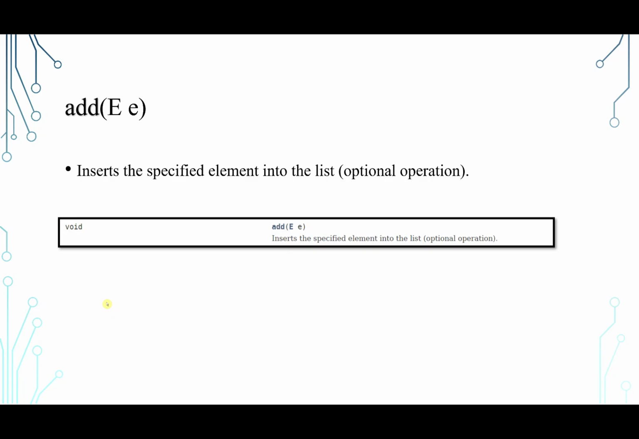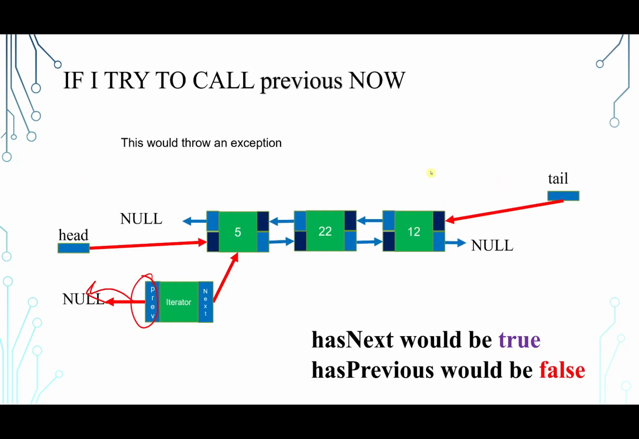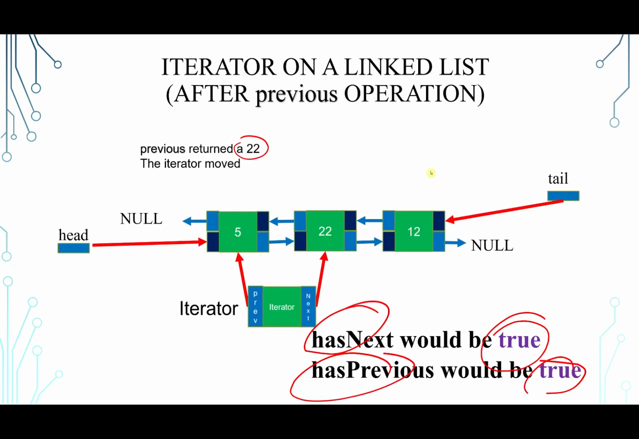So add inserts a specific element into the list. The element is inserted immediately before the element, and this is very important where the element is inserted. The element is inserted immediately before the element that would be returned by next, if any, and after the element that would be returned by previous. So if we were here and I do add, it's going to be inside at this point between the 5 and 22.